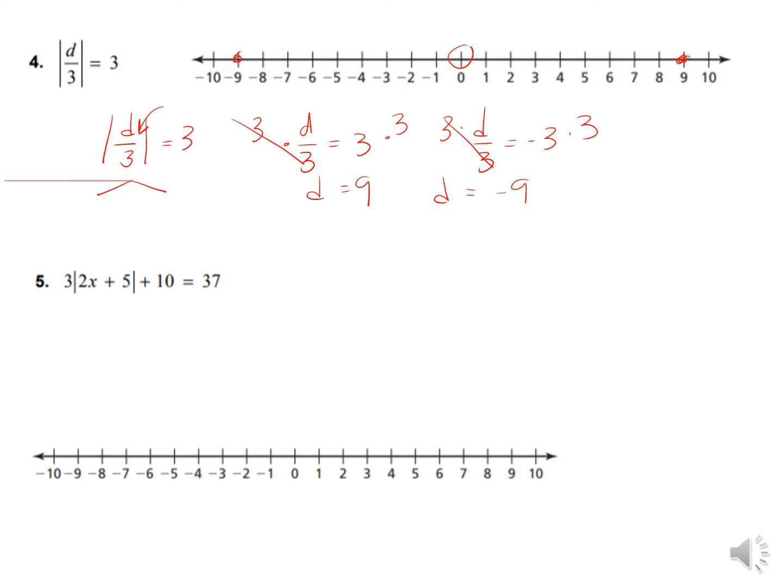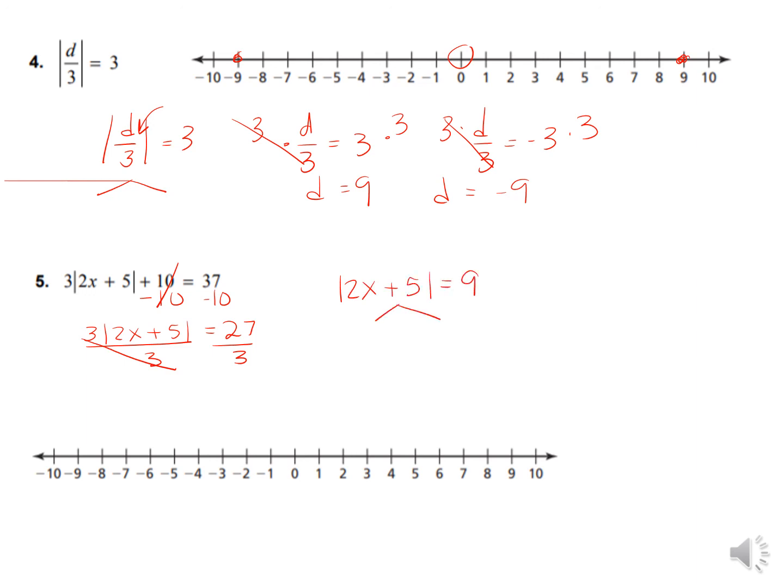Okay, for this one, first thing I'm going to do is subtract 10. I usually do opposite of PEMDAS, so you start with the addition and subtraction. Believe me, you want to do that because then it usually will divide out correctly for you. So just trust me on that one. 3 absolute value of 2x plus 5 equals 27. Divide both sides by 3. I get the absolute value of 2x plus 5 equals 9.